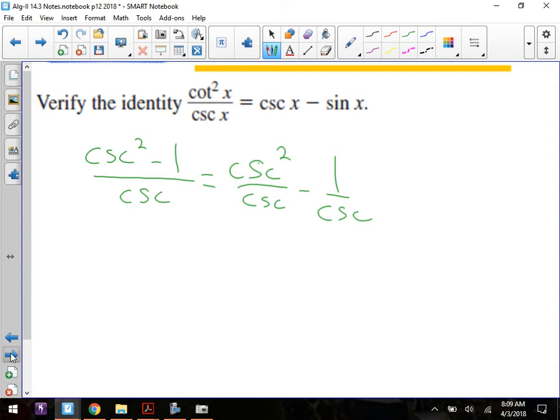What's cosecant squared divided by a cosecant? Cosecant. And what's 1 over cosecant? Sine. So this simplifies out, and you get cosecant minus sine. And you're verified. You're using some quick properties to get you there.